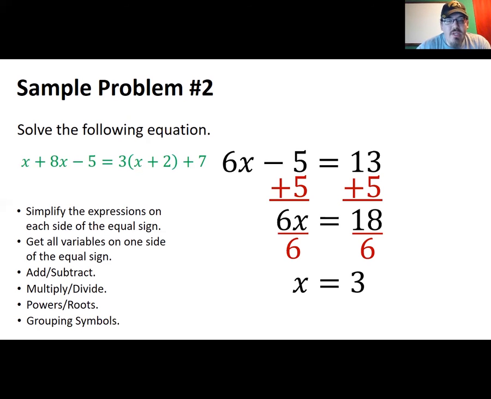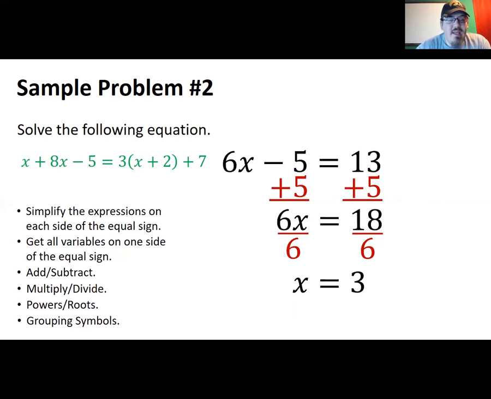Again, you can always check your work by plugging the number back into the original equation and seeing if things balance out. In this situation, I have to plug 3 in on both sides of the equation so I can get to see if they equal. On the left-hand side, when I plug them in, 8 times 3 is 24. 24 plus 3 is 27, minus 5 is 22. So I get 22 on the left.